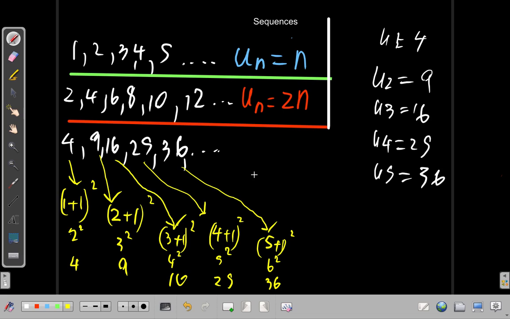Just take the position number, add 1 to it, and square it. So to get the nth term, it must be n plus 1 all squared. Nice. So the nth term is n plus 1 squared. Good. So the third one wasn't as quick and easy as the first and second one, but we eventually got it. So in this case, we looked at the first few terms of a sequence and we were able to figure out what the nth term would be.